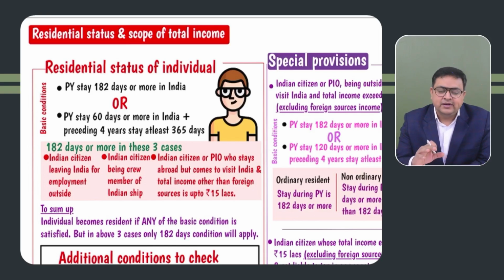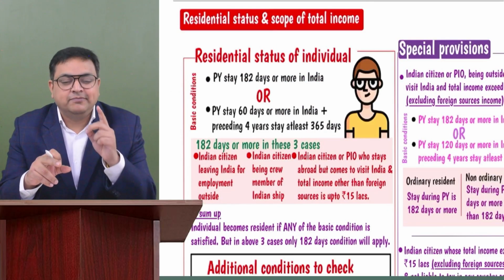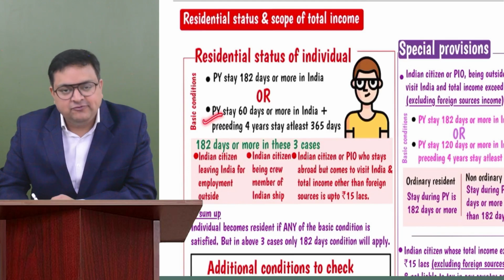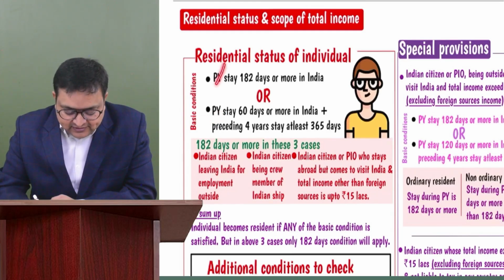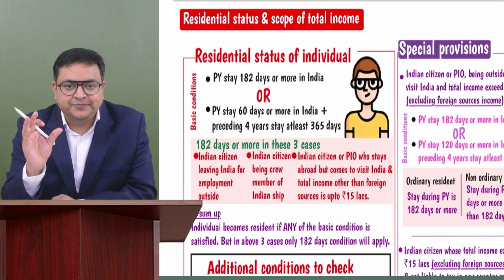The second condition says that if the stay in India during the previous year is 60 days or more, plus in the last 4 years it is 365 days or more, then also the assessee would be a resident. So if the first condition is not satisfied, but this is satisfied, we will say resident assessee.